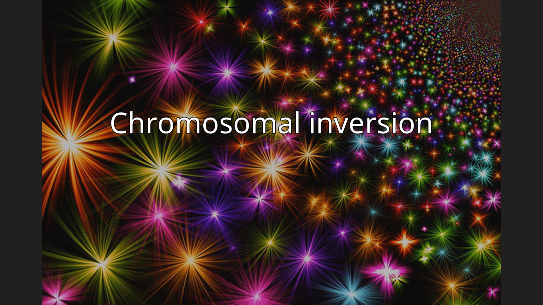Chromosomal inversion. An inversion is a chromosome rearrangement in which a segment of a chromosome is reversed end to end. An inversion occurs when a single chromosome undergoes breakage and rearrangement within itself. Inversions are of two types, paracentric and pericentric.